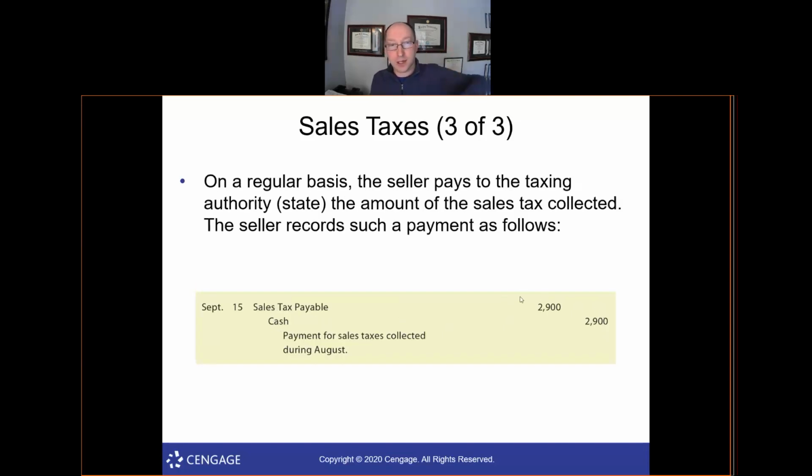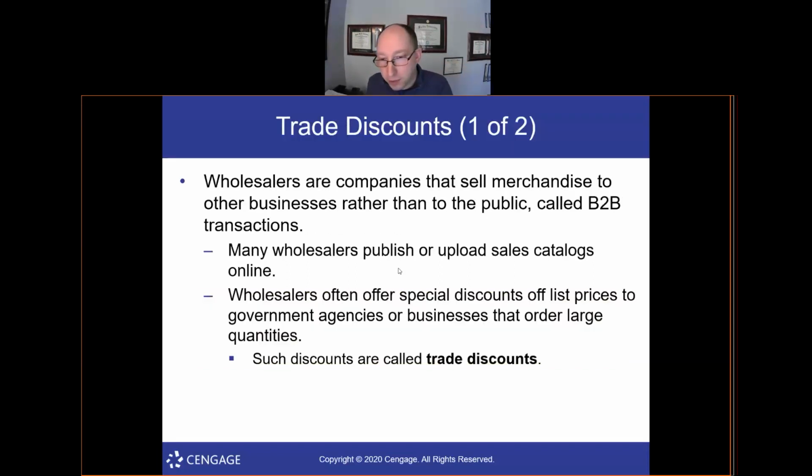Then, that $6 is probably included in the 2,900 that I collected for the month. So at the end of each month, I debit sales tax payable and I write a check for 2,900 in cash to the tax agency, whoever I need to pay, federal, state, local, whatever. So debit sales tax payable to reduce the payable, and credit cash to reduce my cash. And I do that every month or every quarter, depending on what the jurisdiction is.